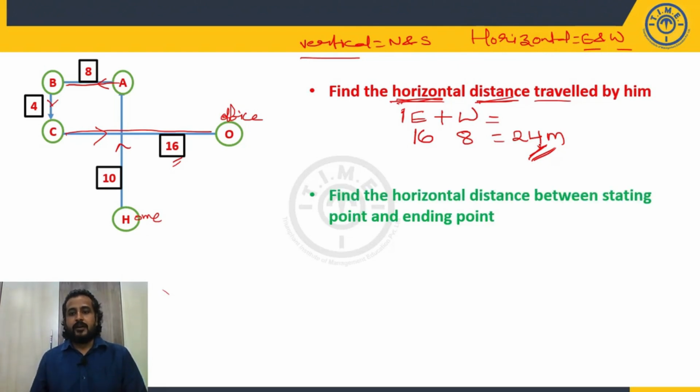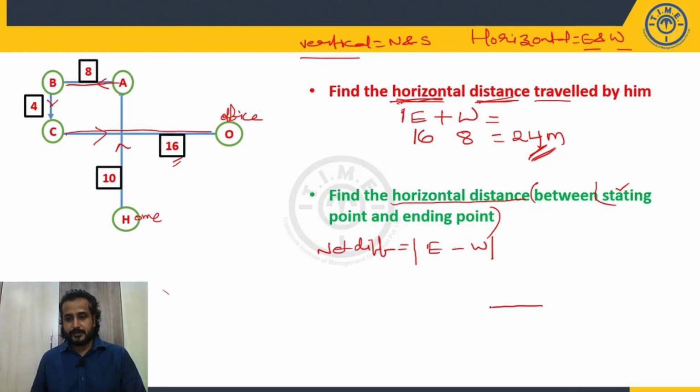Now the second one. Find the horizontal distance between starting point and ending point. So when they are asking for horizontal distance between starting point and ending point, which is nothing but net difference, they are asking us to find the net difference of east and west. Earlier it was a sum, now here it is a difference, the net difference between east and west. Forget about the vertical directions.